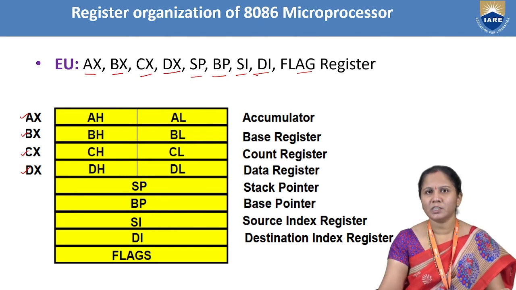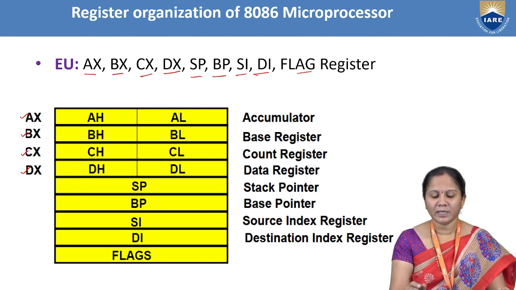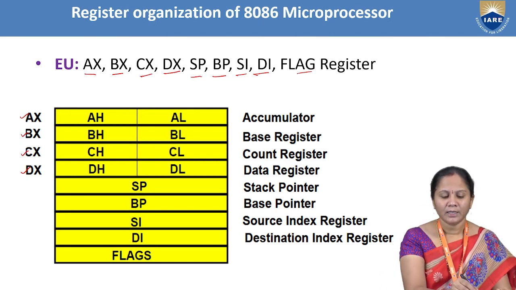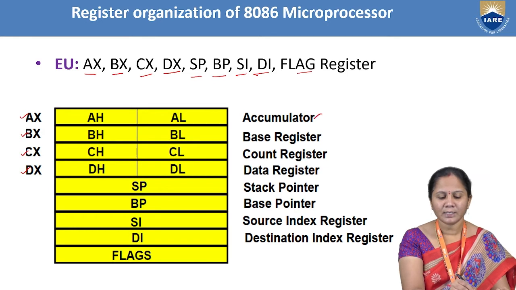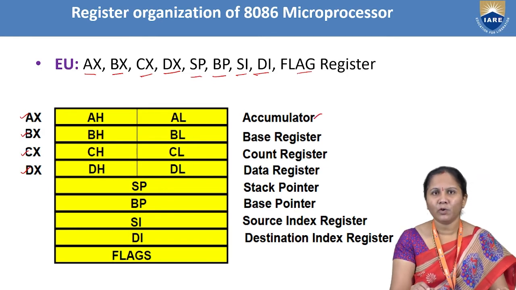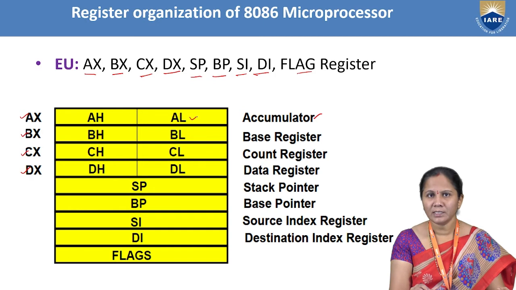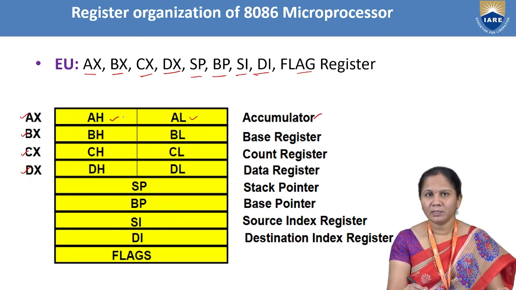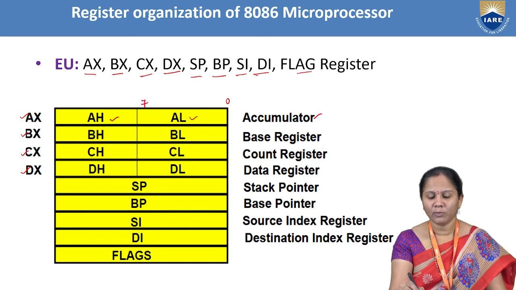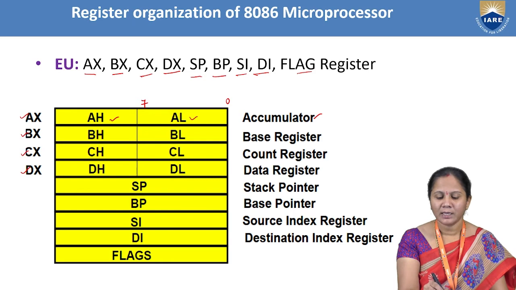So all these registers are 16-bit registers. So here we can see this is AX, BX, CX and DX. All these 4 are called general purpose registers. So they are of 16-bit. Here these 16-bit registers can be used as 2 8-bit registers. So here AX accumulator can be divided into 2 8-bit registers as AL and AH.